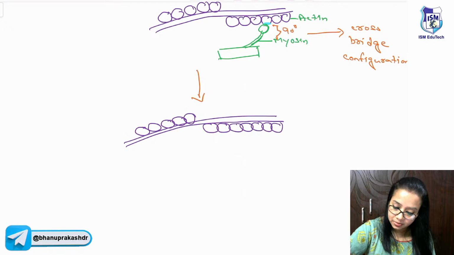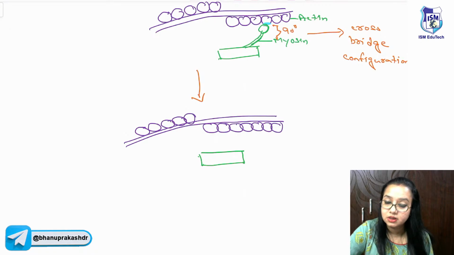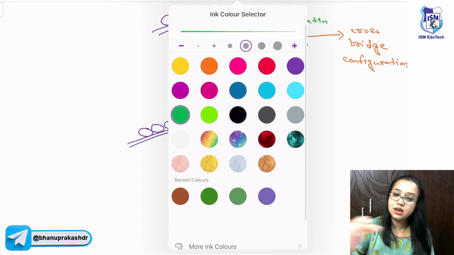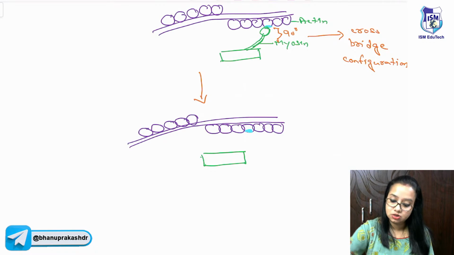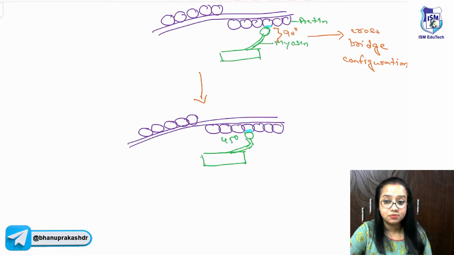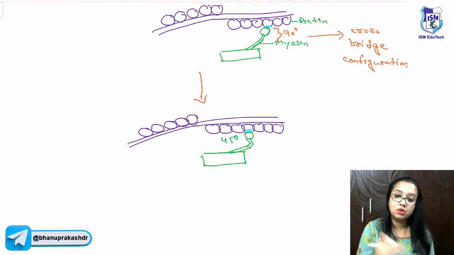So now what happens? After this myosin molecule binds on the actin at 90 degrees, this is the actin on which it is binding. After that, the shape, the position of the myosin is changed by the neck. The neck portion of the myosin is the one which is flexible, which is mobile. So now this myosin head assumes an angle of 45 degrees and gives a power stroke.